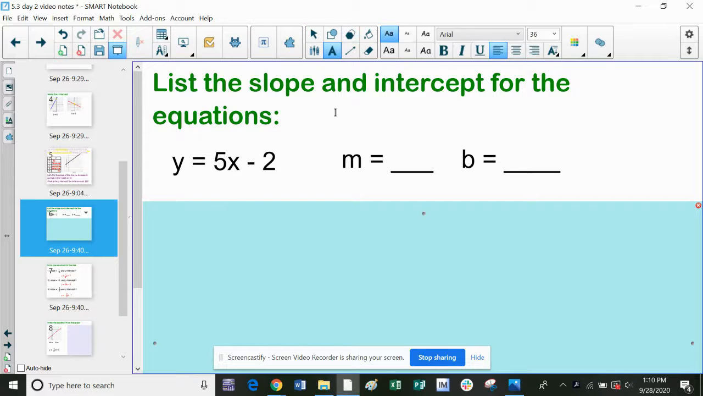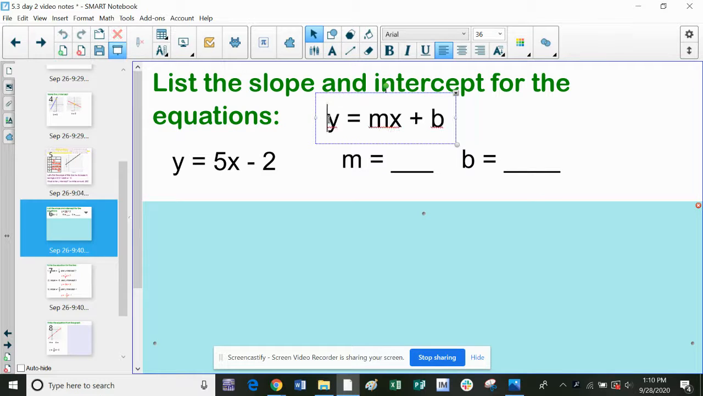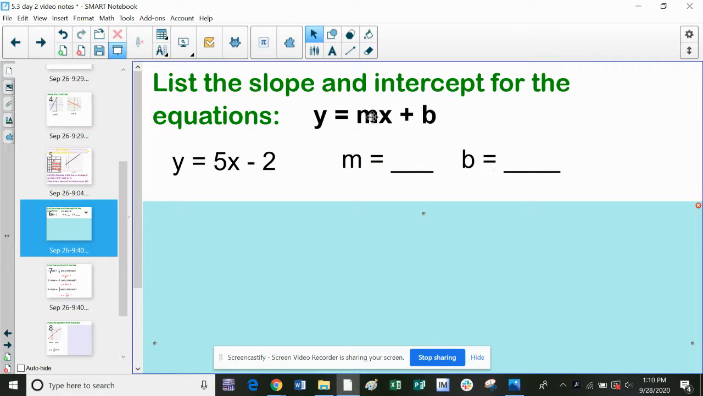Now let's remember the equation that we're looking at is y equals mx plus b, and m is our slope and b is our y-intercept. Let's make this whole thing bold so that we can see it really well, no matter where we are on the page. There we go. I'm going to put it right underneath my equation. Maybe that helps us see it.